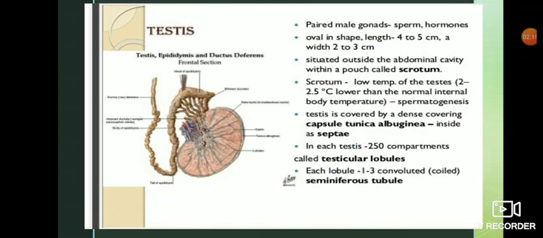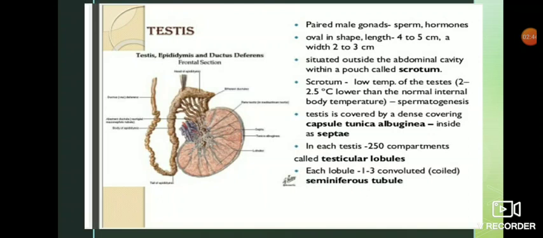Now let us start with testes. Testes are situated outside the abdominal cavity within a pouch-like structure. That structure is known as scrotum. Scrotum helps in maintaining the low temperature of the testis, that is 2 to 2.5 degrees Celsius lower than the normal internal body temperature, which is necessary for spermatogenesis.